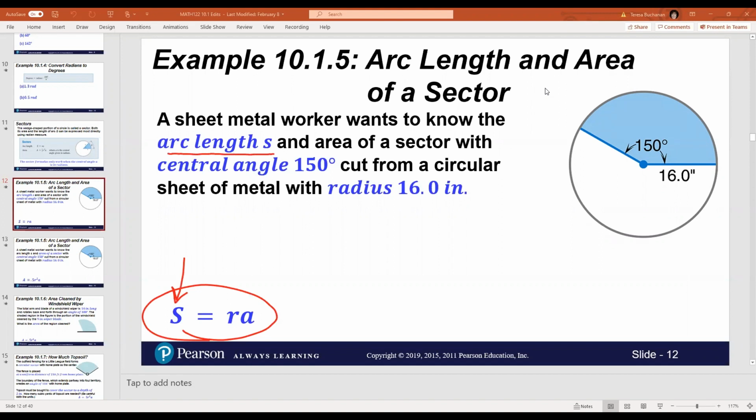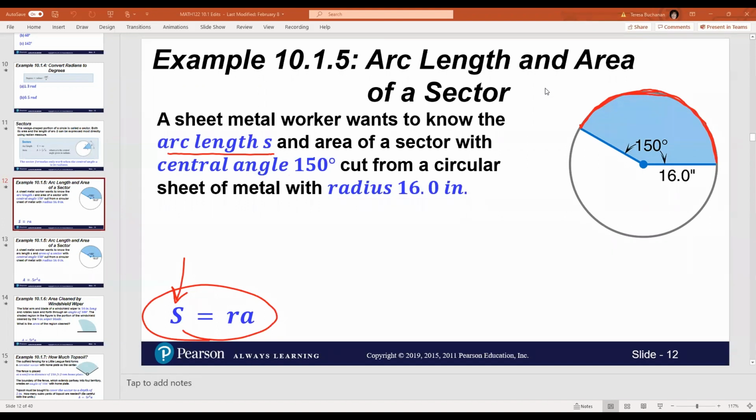So we've got a sheet metal worker. He wants to know the arc length, S. He's trying to figure out this distance. This is that arc length that he's trying to figure out. He wants to figure out that arc length S, and then he also wants this area, all of that blue. He wants to know what that area is with a central angle of 150 degrees. It's been cut from a circular sheet of metal with radius 16 inches. You can see that specified on the diagram.